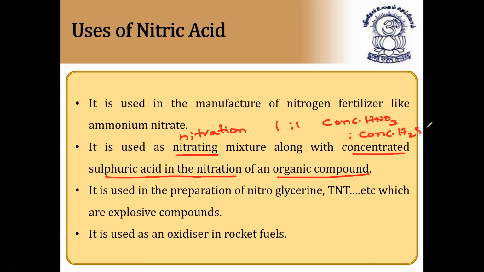Concentrated sulfuric acid. This is called nitration mixture. It is used in the nitration of an organic compound. It is used in the preparation of nitroglycerin, TNT, trinitrotoluene, etc., which are explosive compounds. TNT means trinitrotoluene.